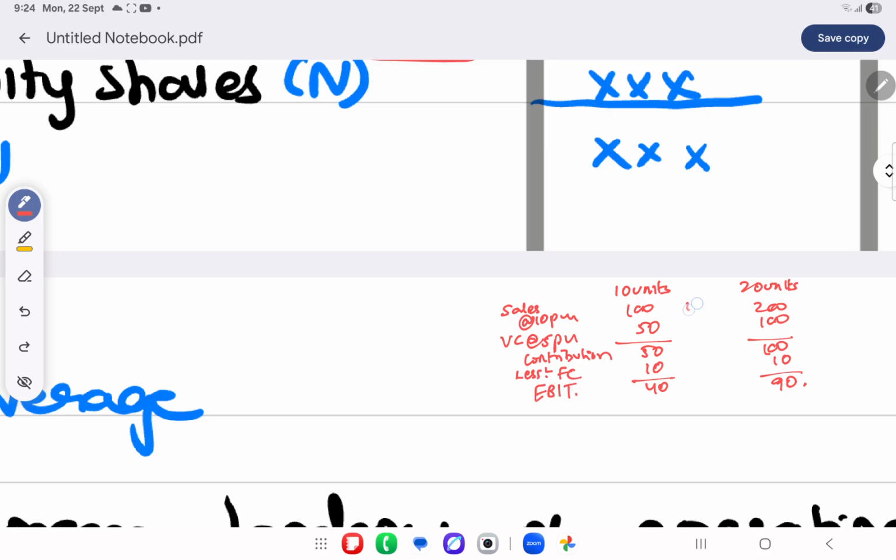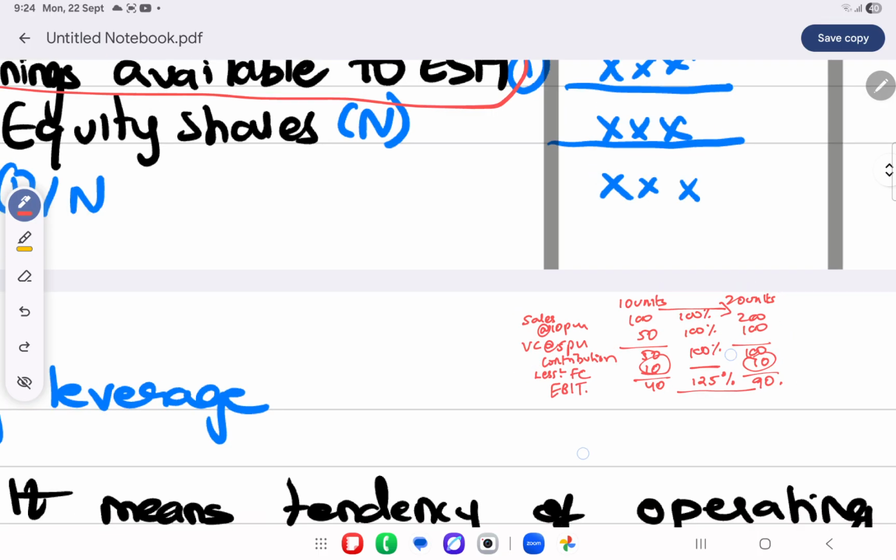Now, the sales has increased by 100%. The variable cost has also proportionately increased by 100%. Contribution has also increased by 100%. But the fixed cost has not changed. The EBIT has disproportionately increased by 125%. So this disproportionate change in the level of EBIT due to change in sales volume, because the fixed cost does not change, is called operating leverage.